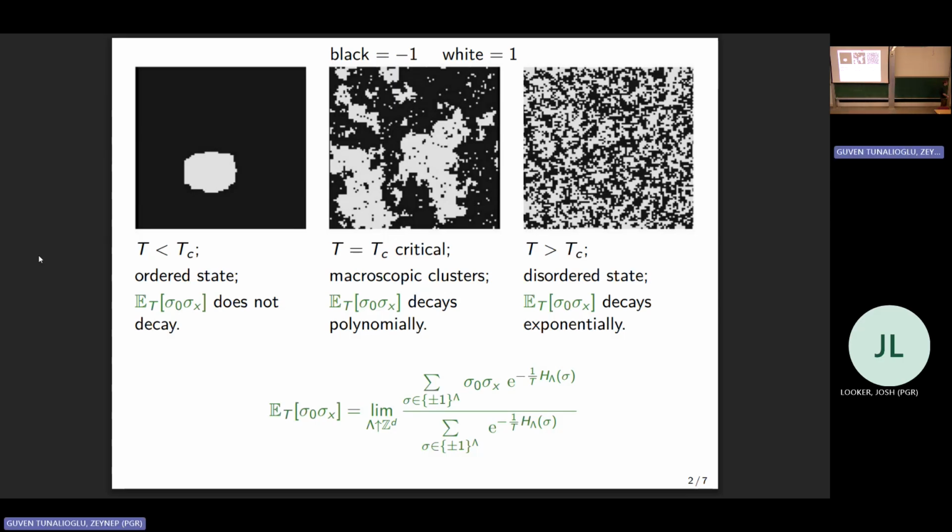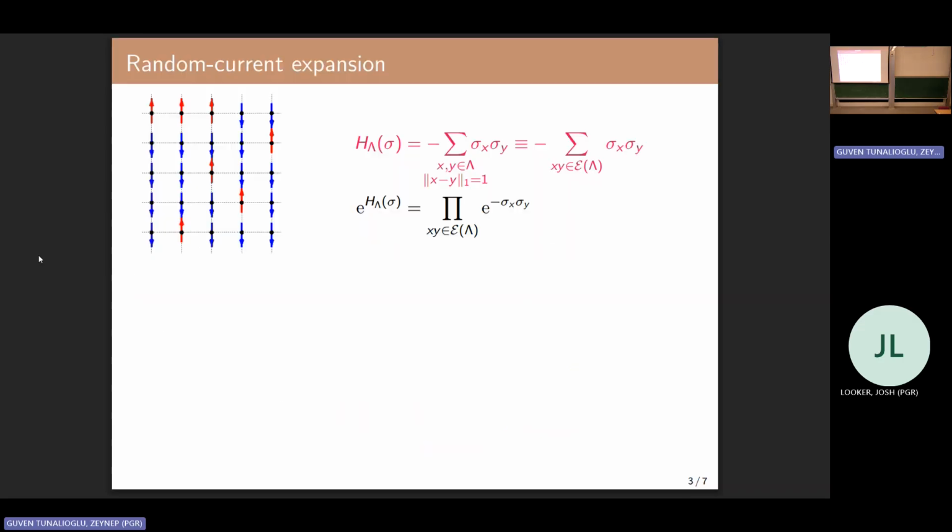And usually the most difficult part is to show that you actually get a polynomial decay of specific power at criticality. Okay. And so one way to show this is by using something called a random current expansion. So now we'll first give a brief derivation of this expansion.